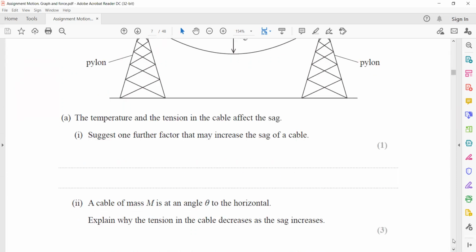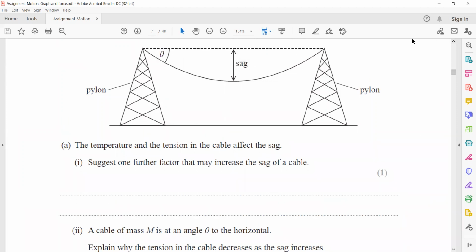Then a cable of mass m at an angle theta to horizontal. Explain why the tension in the cable decreases as the sag increases. So this is the tension in the cable. The component of the tension which is with the angle, that is T cos theta, and the component which is against the angle, that is T sin theta.